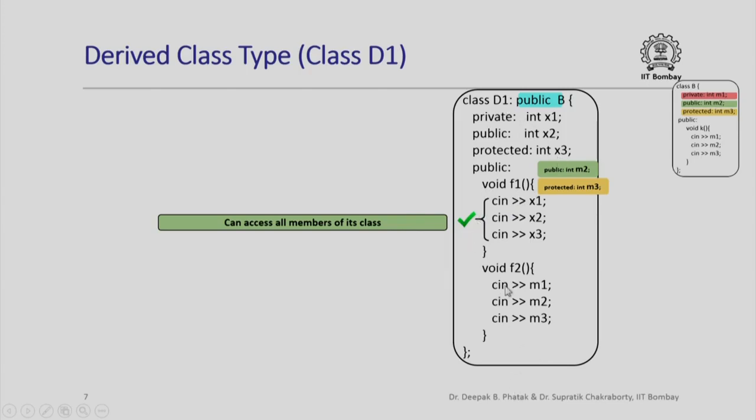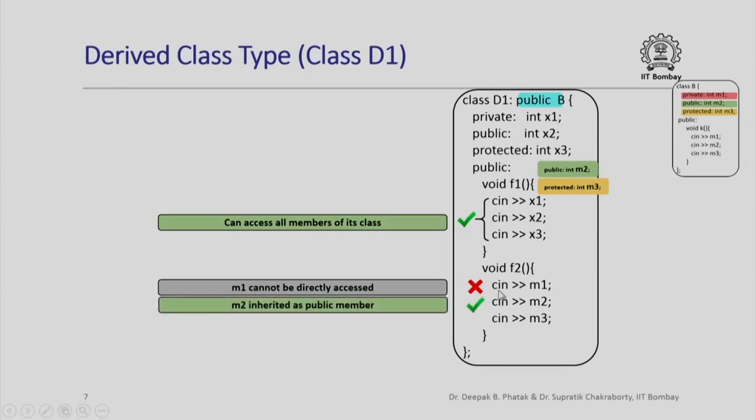Now what about the function f2? Well, if you notice, the function f2 is actually trying to access the data member M1, which is a data member of the base class B, and moreover it is a private data member, so the derived class D1 cannot access private data members of the base class. It will not be able to access M1, and so this will lead to a compilation error.